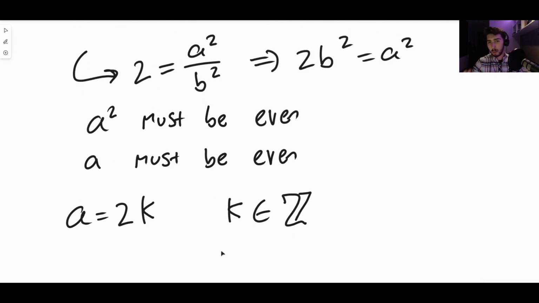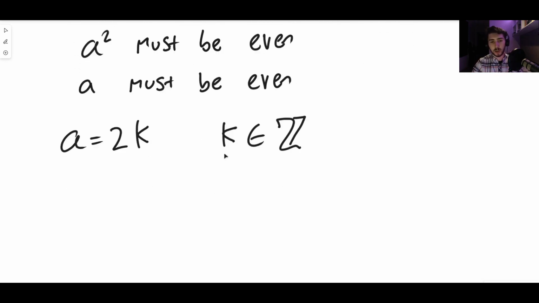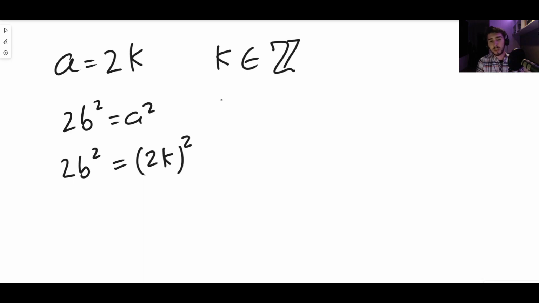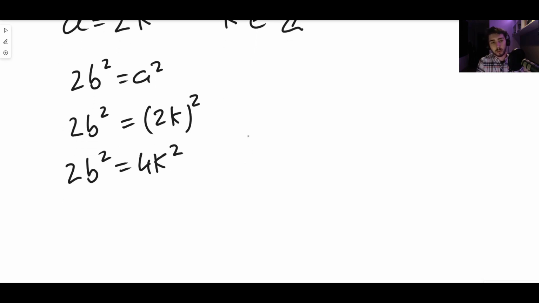Now, we remember the original equation, 2b squared equals a squared. So I'm going to write that down again. 2b squared equals a squared. Well, we know what a is now. A is 2k. So 2b squared is equal to (2k) squared. If 2b squared is (2k) squared, then we can expand this out and we get 2b squared is equal to 4k squared. And then maybe we can divide both sides by 2. So b squared is equal to 2k squared.